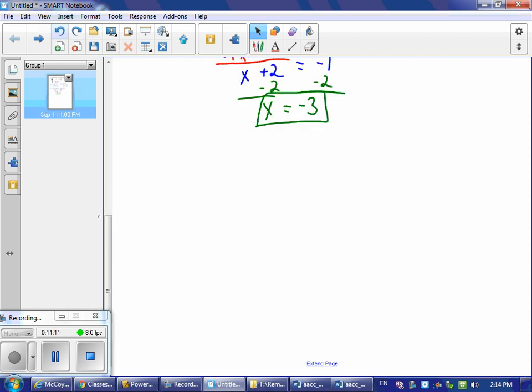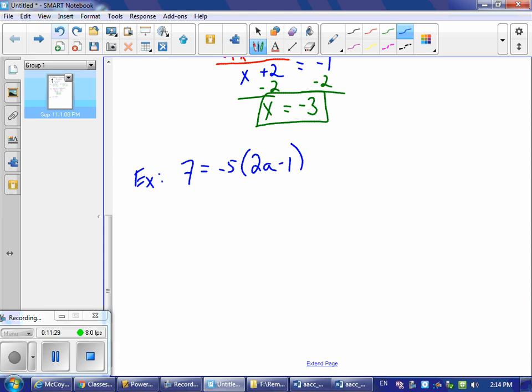Okay, next example. We are going to solve 7 equals negative 5 times quantity 2a minus 1 minus negative 11a plus 6.